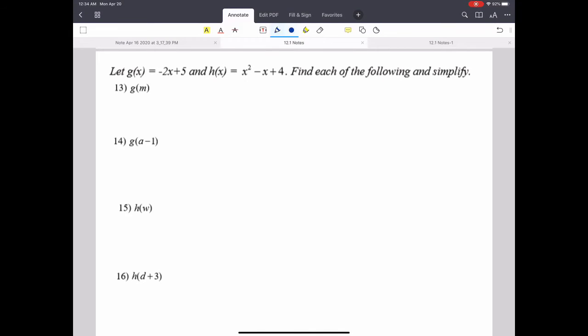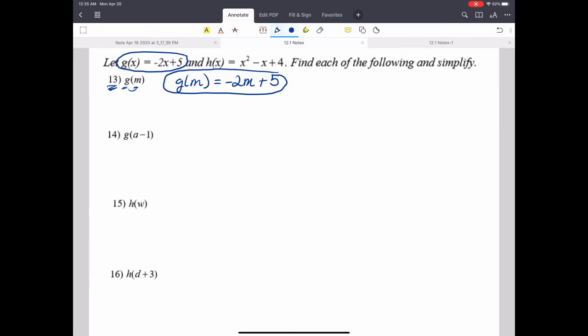So we're going to look at the g function of x and the h function of x. We're looking for number 13, the g function of m, which means I'm going to take the g function that is given, and we're just going to put an m wherever we see an x. So the g of m is pretty straightforward. You're just going to do -2 times m plus 5, and there's really nothing that you can do to that. So that is in its simplest functional form, I guess you can call it that.